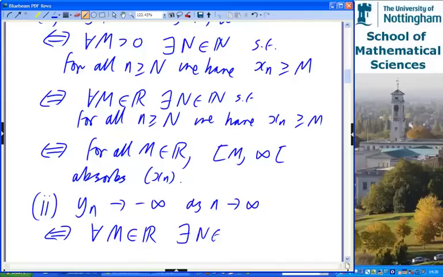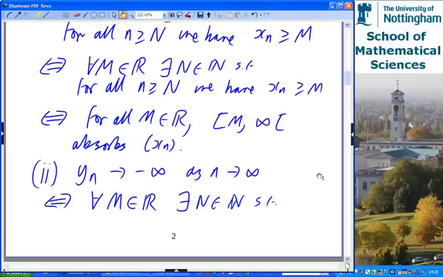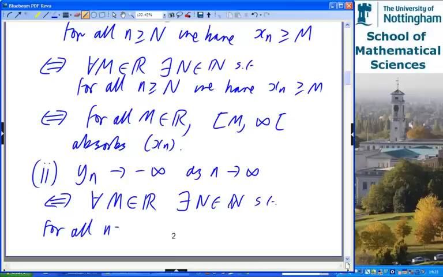There exists an N in the natural numbers such that for all n greater or equal to capital N, we have, and this time, xn is less than or equal to m. If you like your m to be positive, then just use minus m instead of m here. It makes no difference to the definition.